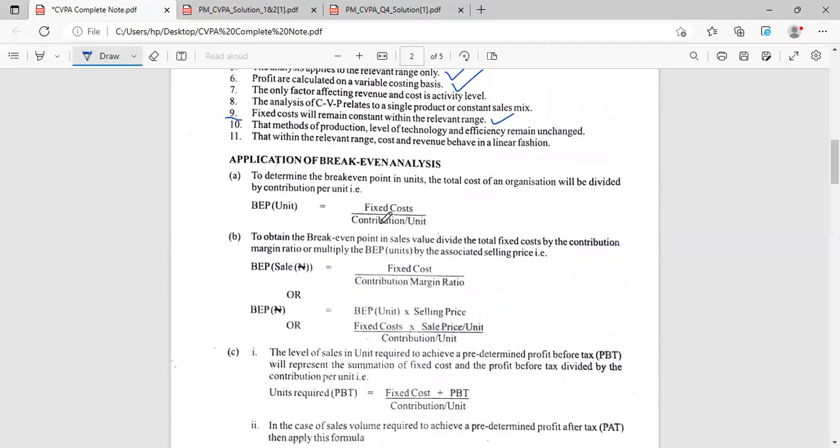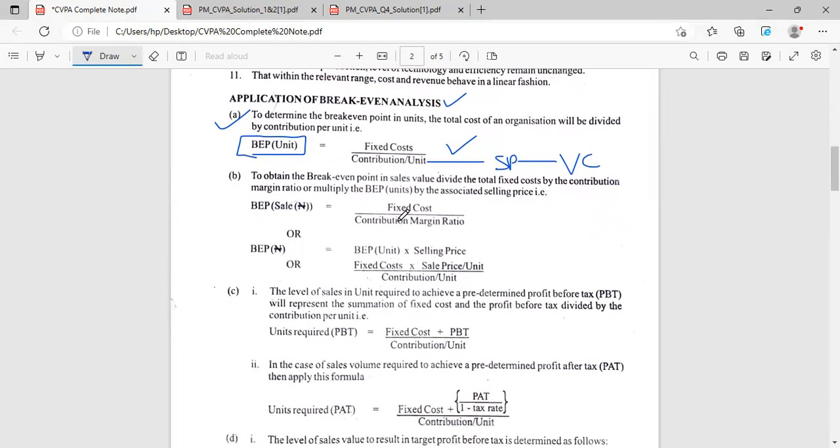Okay, now let us look at the application of break-even analysis, where the question can come up. Question A can tell you to determine the break-even point in units. Once you are told to determine the break-even point in units, this is the formula: determine the fixed cost of production and divide it by contribution per unit. Remember, I said contribution per unit, not total contribution. If you are given total contribution, divided by total number of units, you get contribution per unit. Does that make sense? So what's contribution per unit? Selling price minus variable cost. So this contribution per unit is selling price per unit minus variable cost per unit. That makes sense.